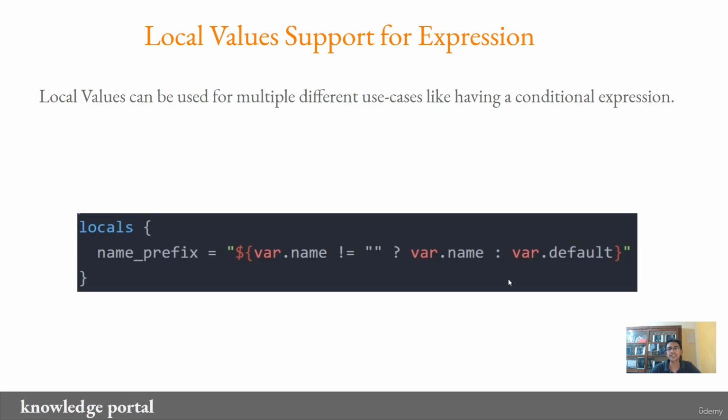Now, apart from those static values, one of the great benefits of local values is that it supports multiple use cases that can include conditional expressions, functions and so on. If you see over here within locals, we have a name_prefix and we have a conditional expression. If you have to refer to this conditional expression in multiple resources, instead of hard coding this entire expression in multiple resources, you can put it in local and then from the resource you can just say local.name_prefix.